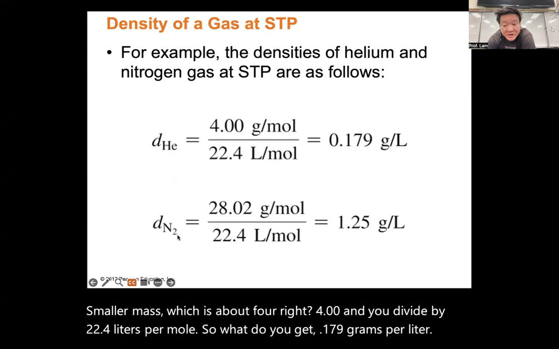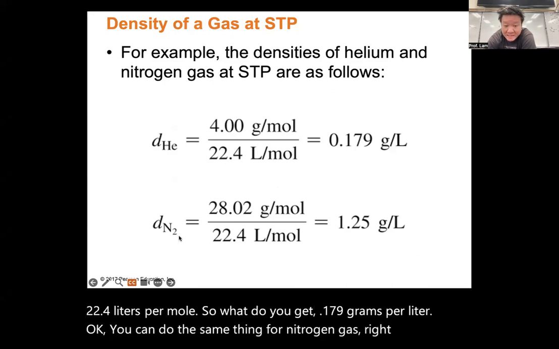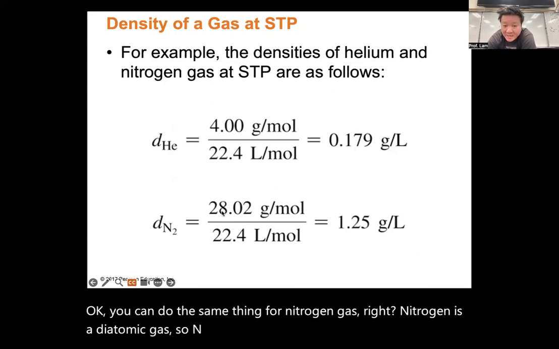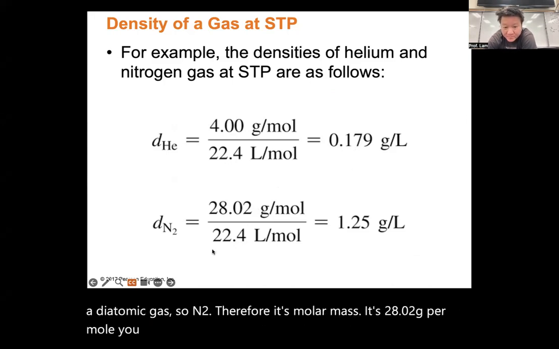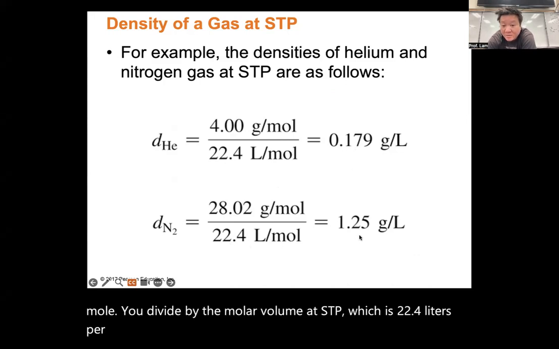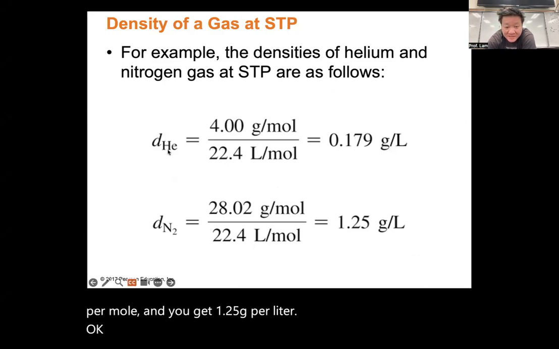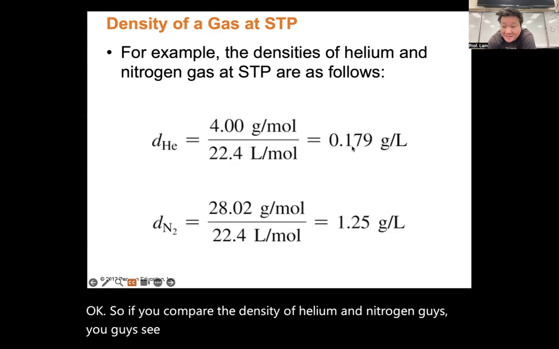You can do the same thing for nitrogen gas, right? Nitrogen is a diatomic gas, so N2. Therefore, its molar mass is 28.02 grams per mole. You divide by the molar volume at STP, which is 22.4 liters per mole, and you get 1.25 grams per liter. So if you compare the density of helium and nitrogen, you see that helium is a lot less dense than nitrogen.